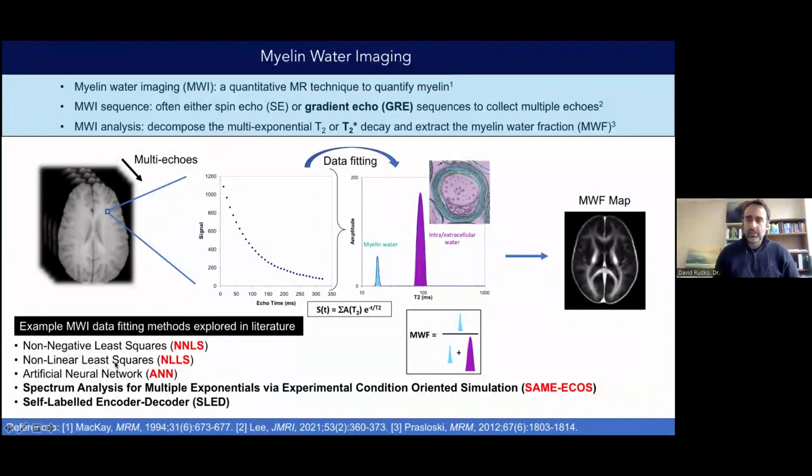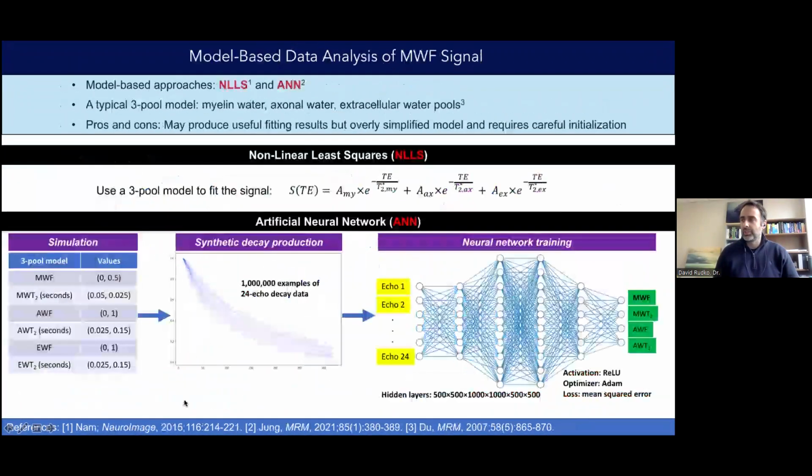And as it pertains to this talk, there are a variety of techniques that can be used for extracting myelin water fraction. Vlad described RPCA, which is a non-model based approach. For multi-echo T2 star data, non-negative least squares and non-linear least squares have been applied. More recently, Lee et al. in CAMMRI in 2021 applied an artificial neural network, which was quite interesting. And our work will focus on some of Kevin's work, which was also done at UBC, on a method called SAME-ECHOES and the self-labeled encoder-decoder, which is the subject of this talk.